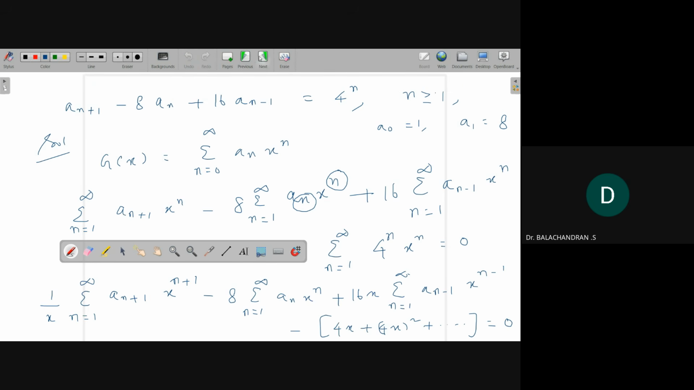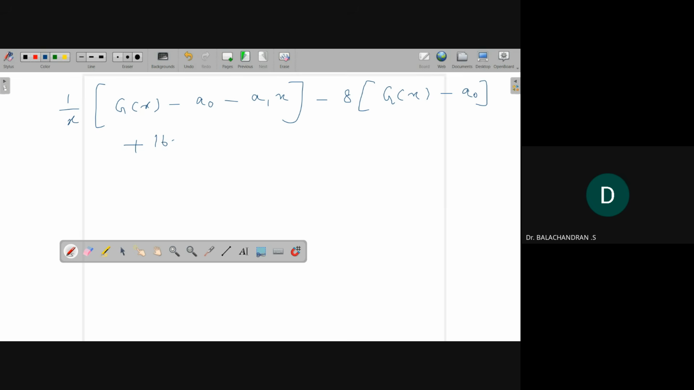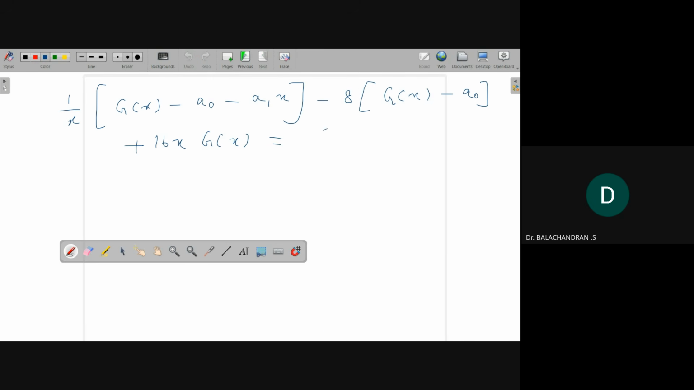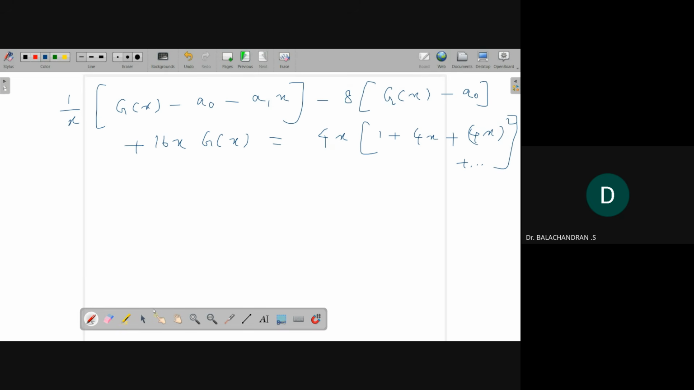6 plus 16x into g of x, which is equal to, I'll write, 4x if you take common. 4x if you take common, 1 plus 4x plus 4x whole square, and so on. Now this is equal to, throughout multiply by x.